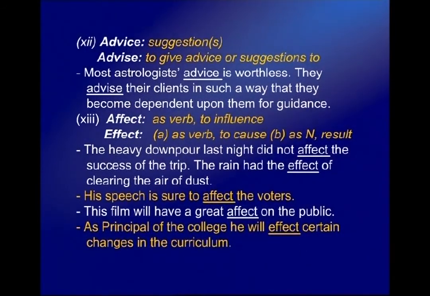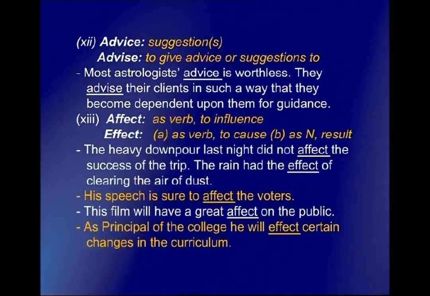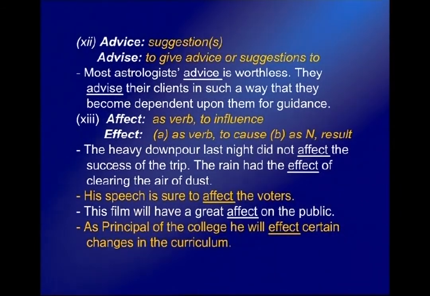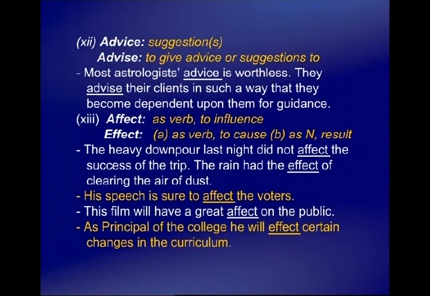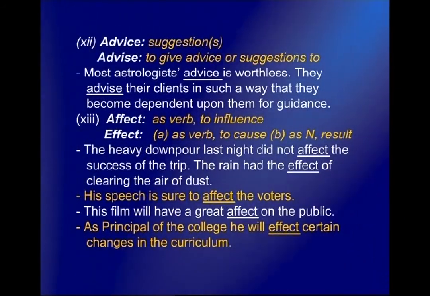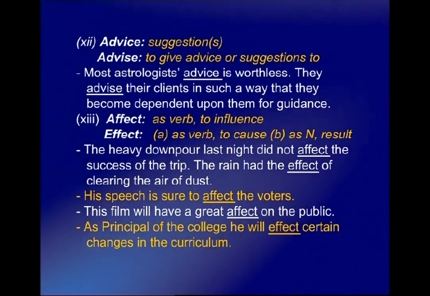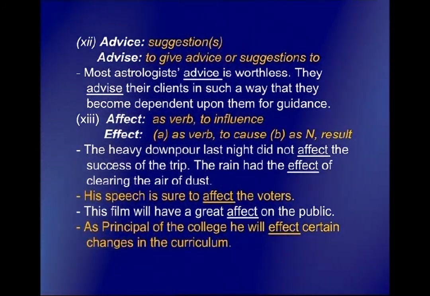Right? The first one is with an A, which means to influence. The heavy downpour did not influence the success of the trip. The second one is effect, meaning result. The effect of the rain, the result of the rain, was that it cleared the air of dust. Right? And we've got other examples as well. Now, let us look at the next one.